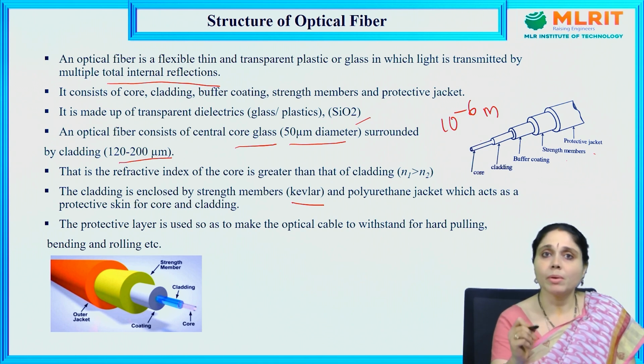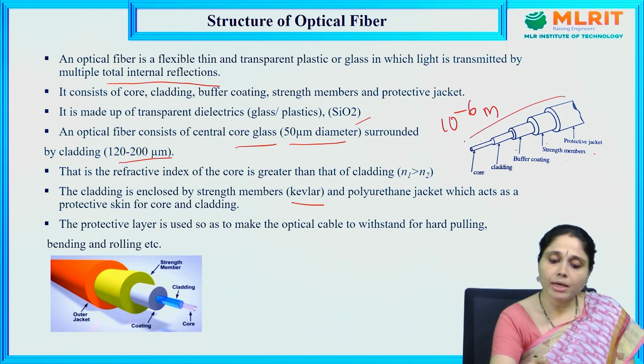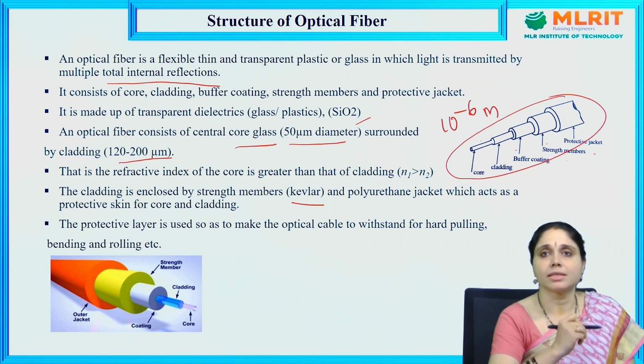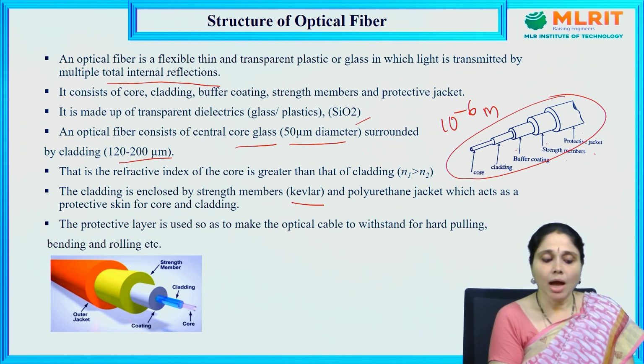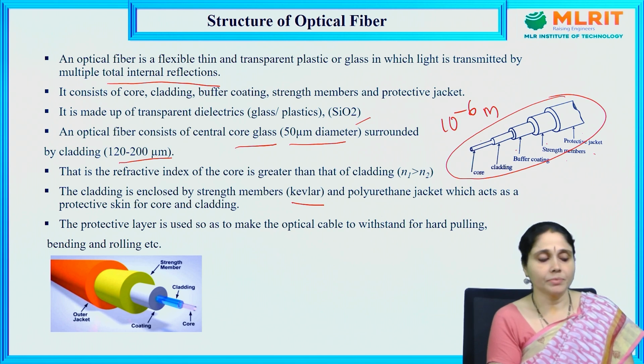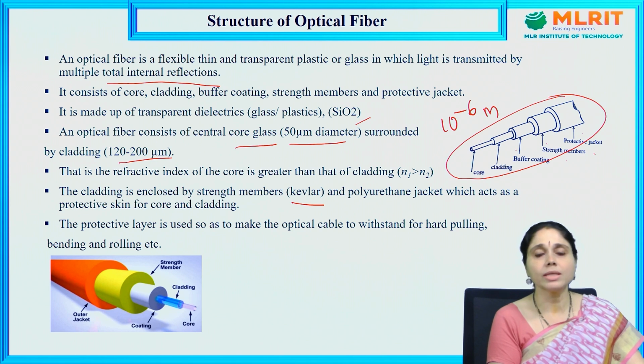So the light is being transmitted between core and cladding, and the buffer coating, strength members and protective jacket will protect the entire system. The protective layer is used so as to make the optical fiber withstand hard pulling, bending and rolling, etc. So this is about the structure of an optical fiber.